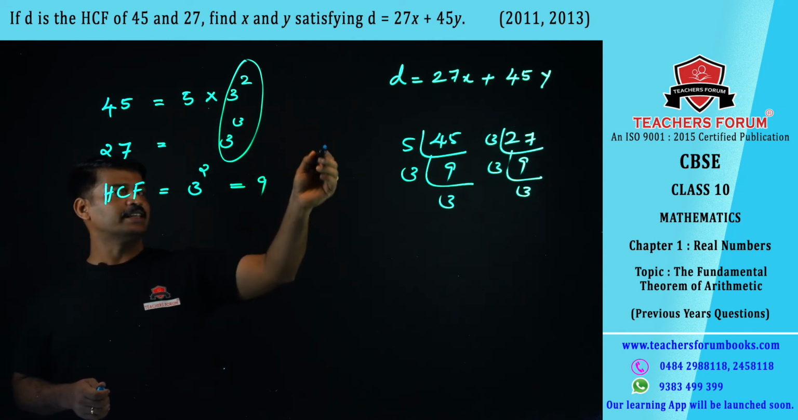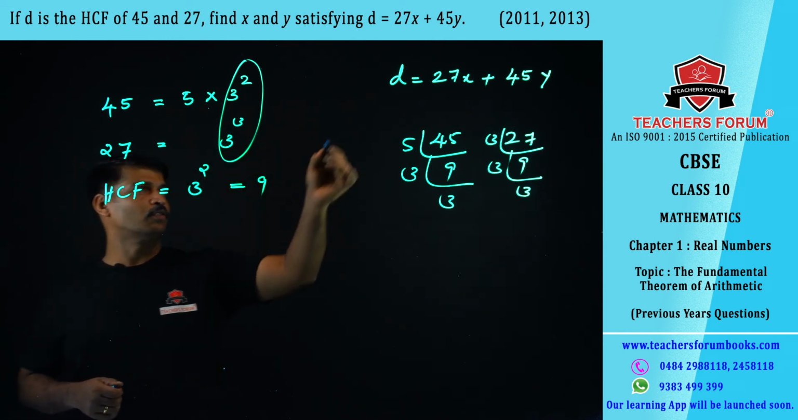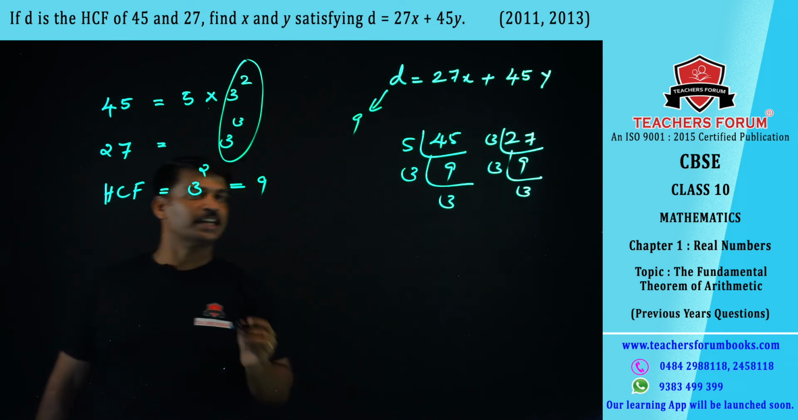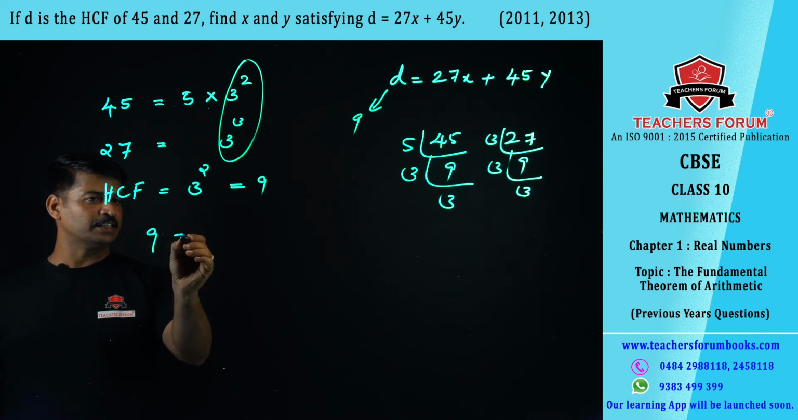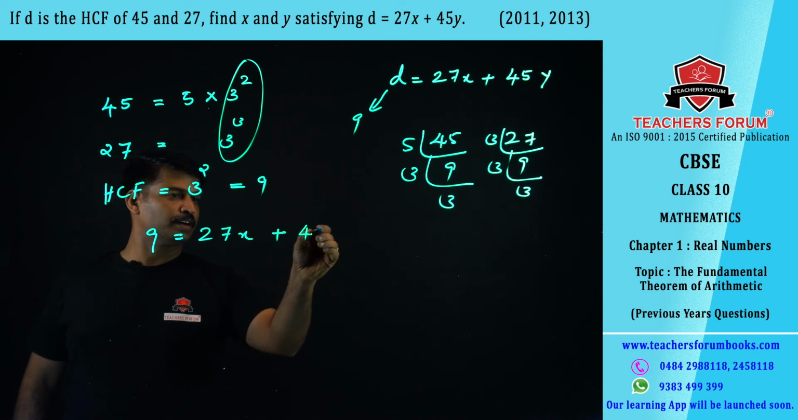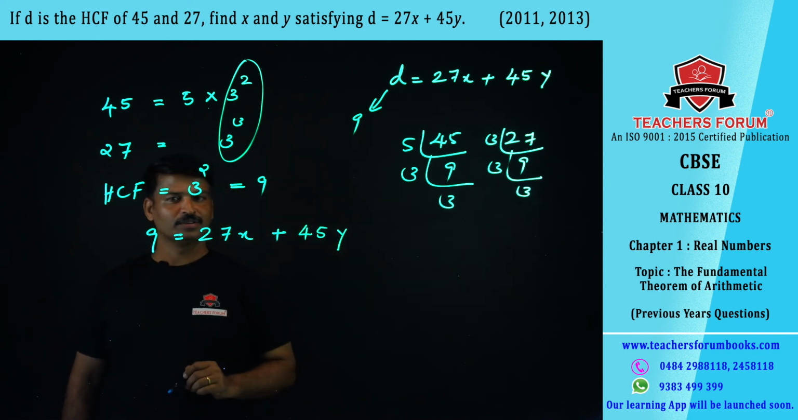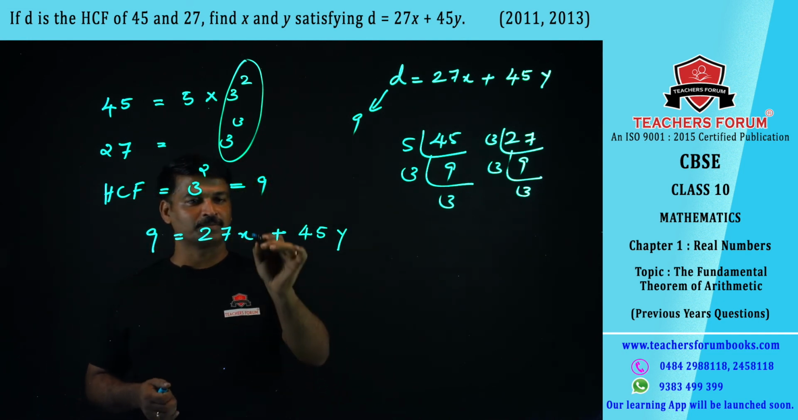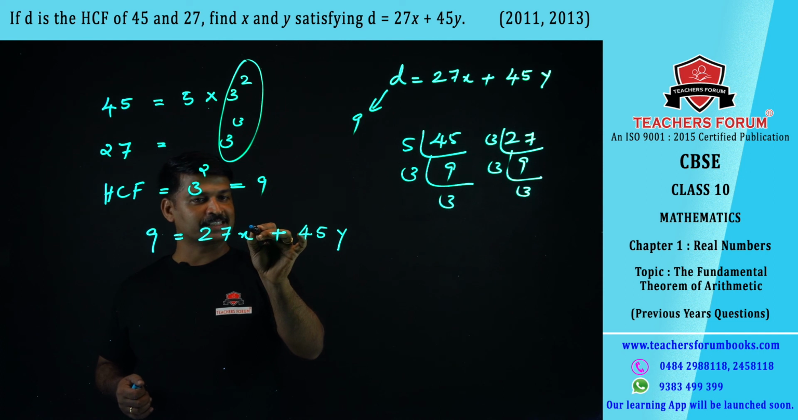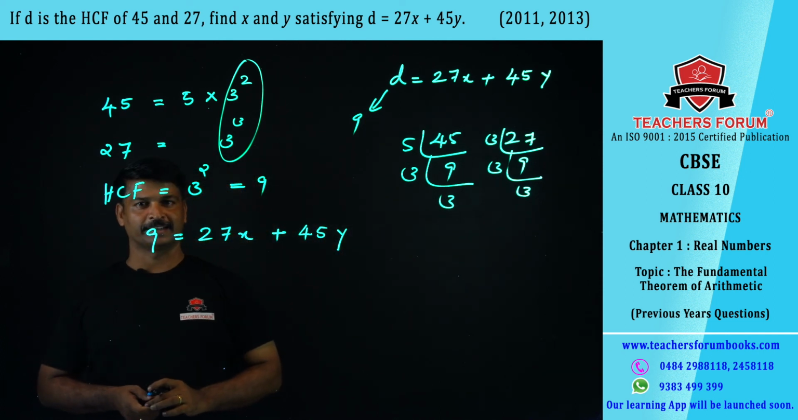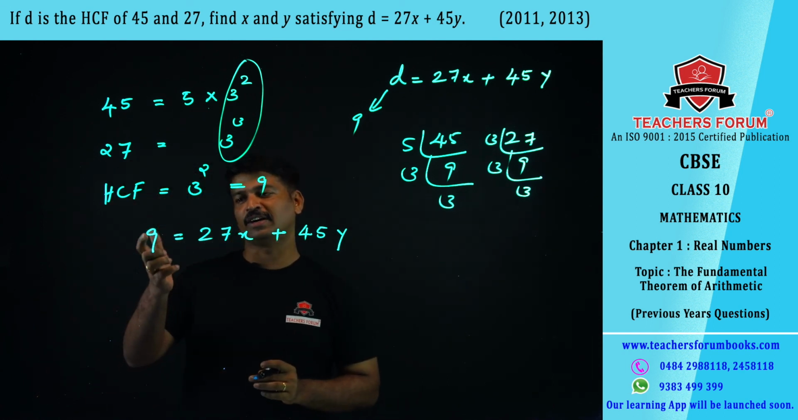But it is given that D is the HCF. So what is the value of D? The value of D is 9. So the given relation can be written as 9 is equal to 27x plus 45y. So you have to find out for what values of x and y, when you add these, you should get the value 9. Just use the trial and error method.